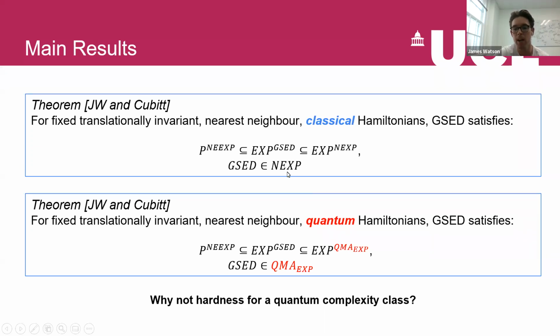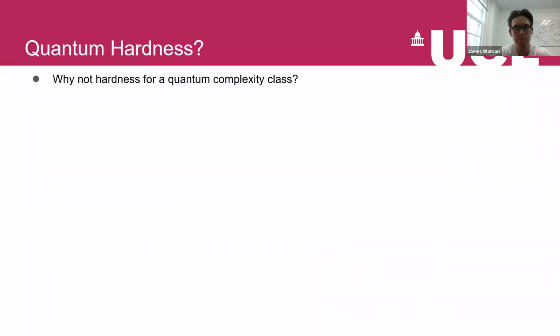So for quantum Hamiltonians, we get a result that you get a different containment in the class Q to the QMA exp, which is just the exponential version of the class QMA. But so far we haven't managed to prove hardness for a quantum complexity class. So why is that? Well, it results from the definition of most quantum complexity classes as promise classes.